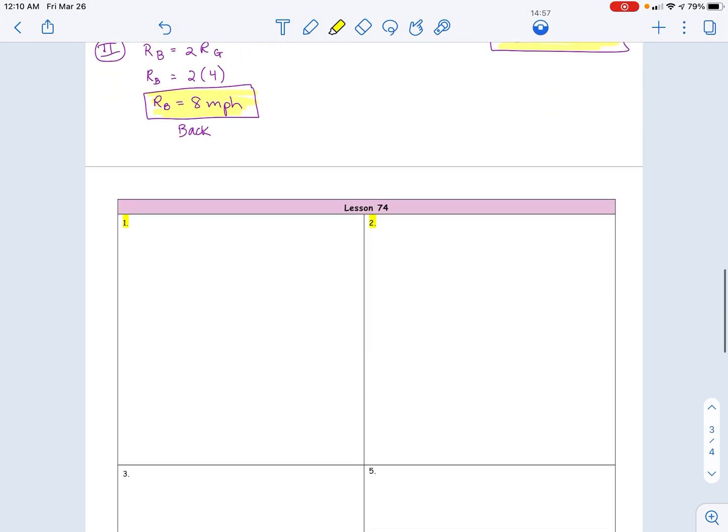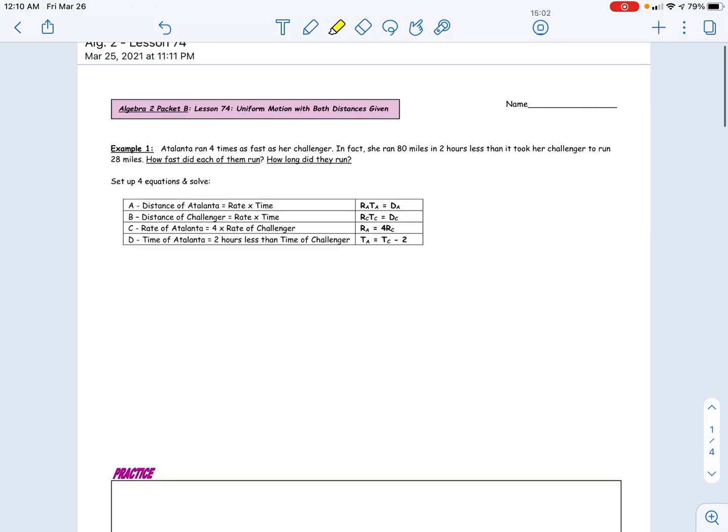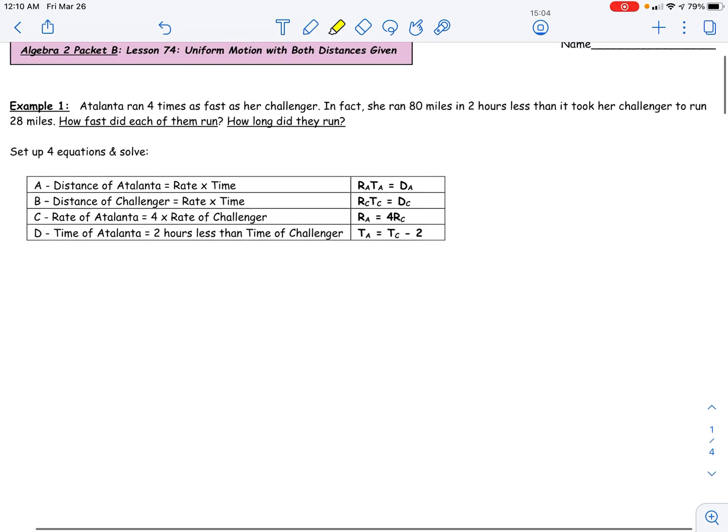Yeah, so now we're going to build one into your notes. So let's go ahead and get your packets ready. And right up here, I'll look at this word problem right here. All right, here's an interesting name, Atalanta. Guess that's the name of a runner.